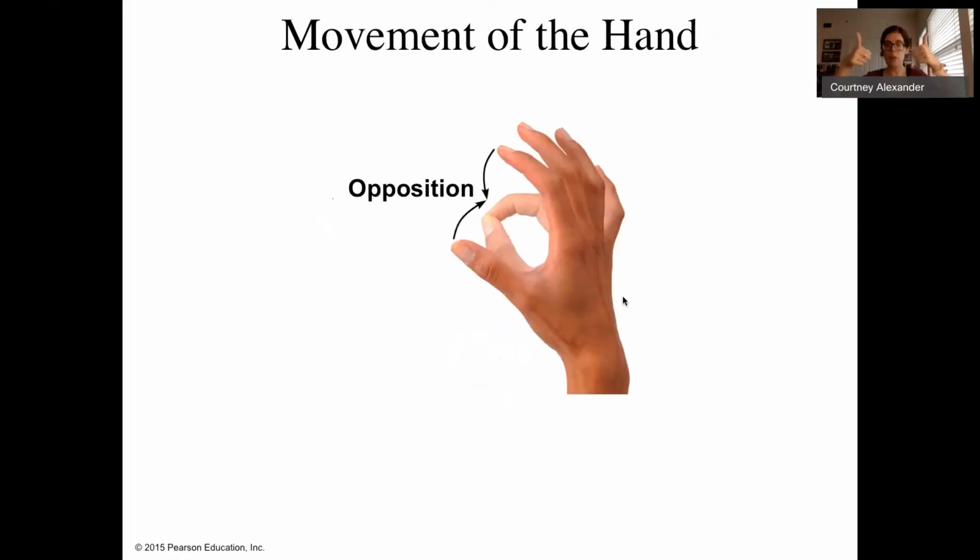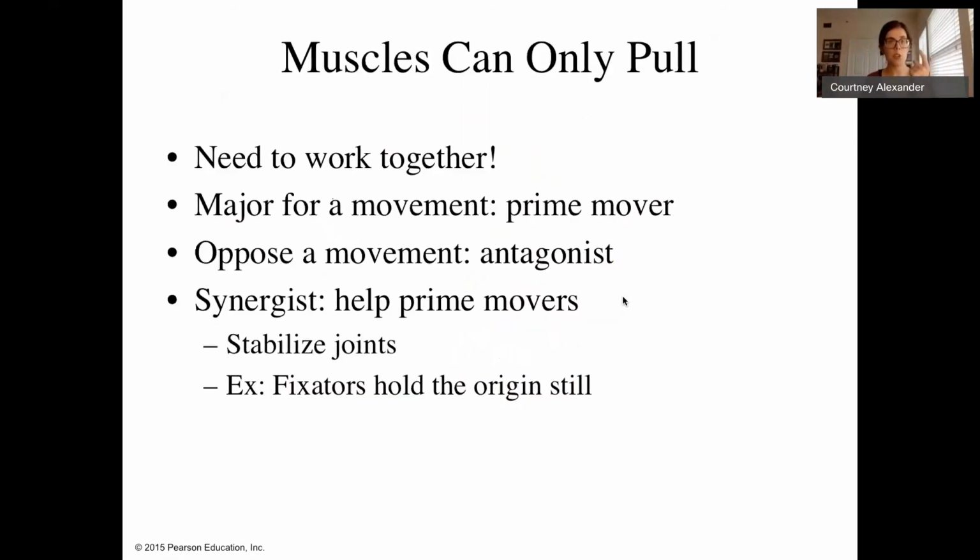Opposition. We call these opposable thumbs. It's part of what makes us and monkeys so cool. So when you touch your thumbs to your fingers, this is opposition. Opposable thumbs, opposition. Okay, make sure you do all those movements.